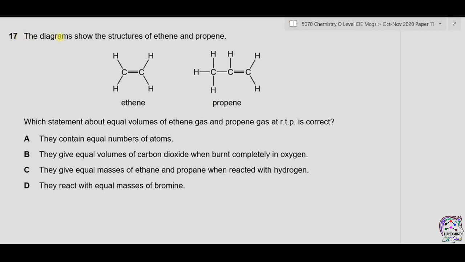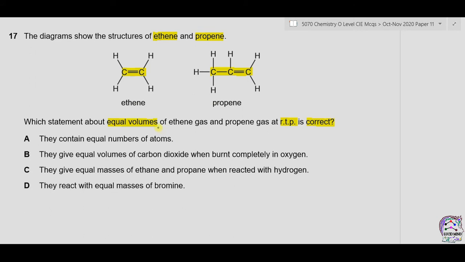Question number 17. The diagram shows the structures of ethene and propene. This is ethene having 2 carbon atoms and this is propene having 3 carbon atoms and a double bond. Which statement about equal volumes of ethene gas and propene gas at room temperature and pressure is correct? A. They contain equal number of atoms.